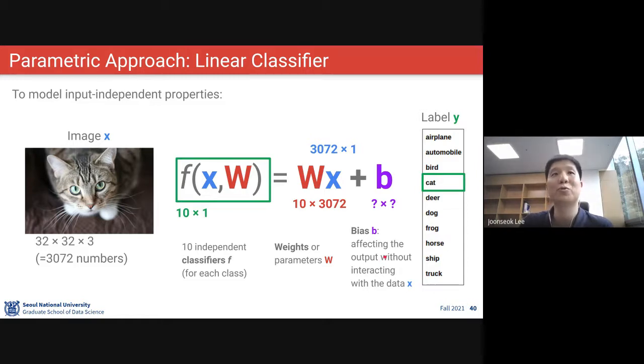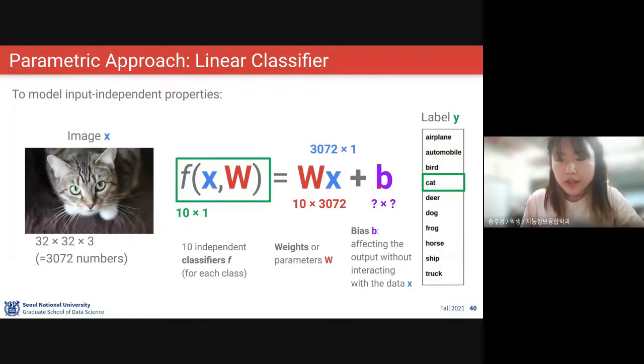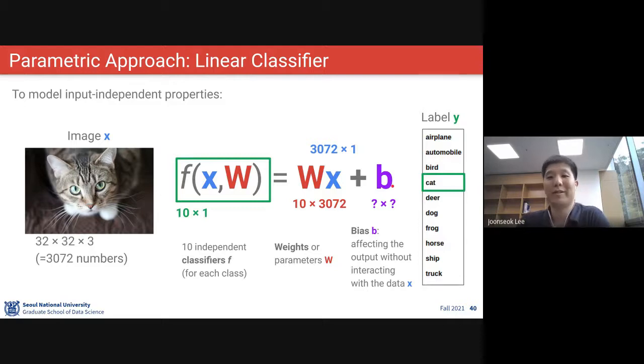So what should be the shape of this B? It should be 10 by 1. Why? Because the output label is 10 by 1. Yes, that's correct. The WX is also 10 by 1, and the output is also 10 by 1. We need to add these two, so they should be in the same shape. And because this is independent of the image or the training examples, its shape must not include the number of data points or the image size, okay?